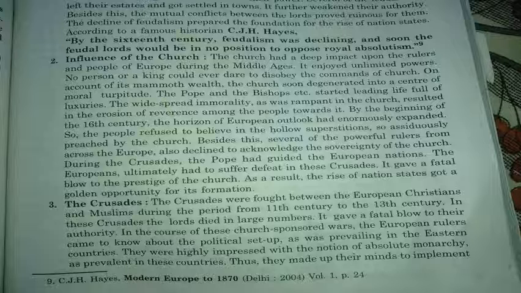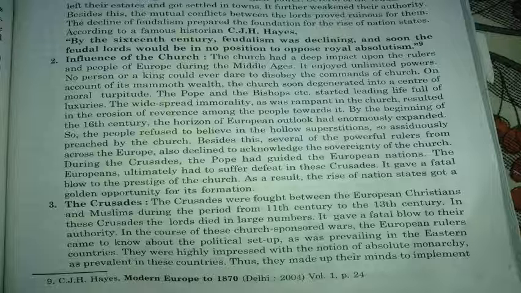The European rulers came to know about the political setup as was prevailing in the Eastern countries. They were highly impressed with the notions of absolute monarchy. तो वो absolute monarchy, पूरी पावर अपने हाथ में चाहते थे, वो चर्च के जो पादरी थे उनका नहीं सुनना चाहते थे.